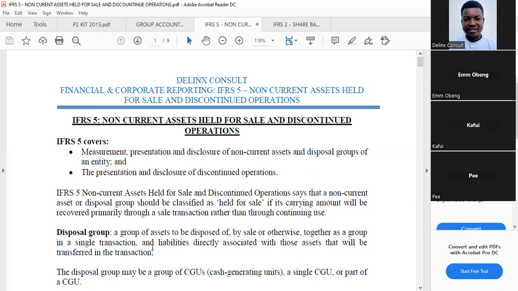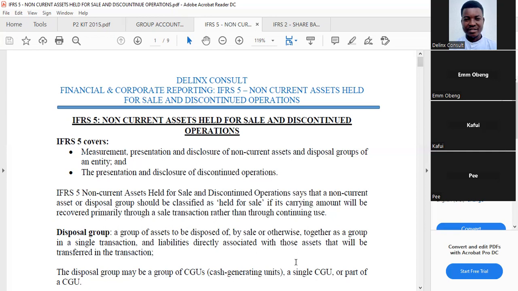So the provision store over there will be classified as a disposal group: a group of assets to be disposed of by sale or otherwise together as a group in a single transaction, and liabilities directly associated with those assets that will be transferred in the transaction. If you sell the provision store at once, the person pays at once and has ownership over everything. The provision store will be classified as a disposal group.